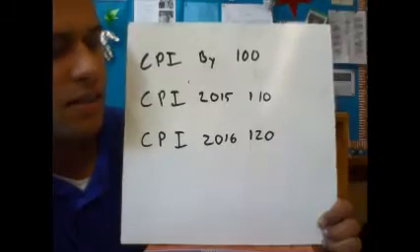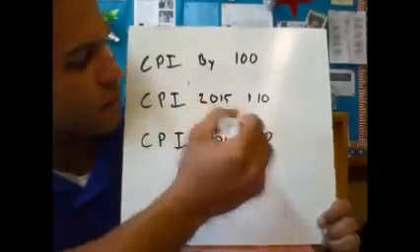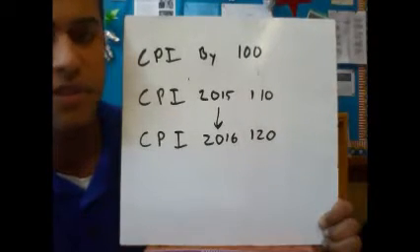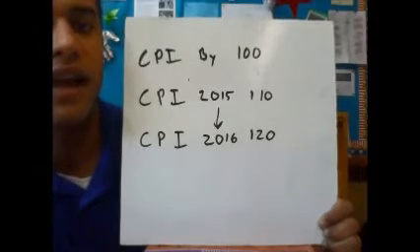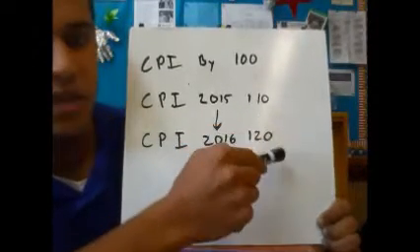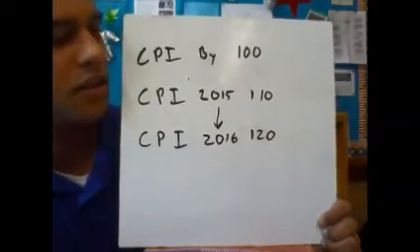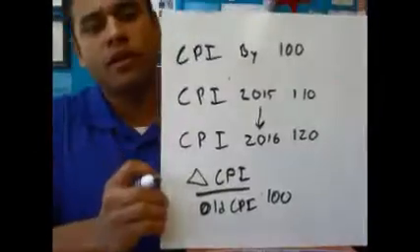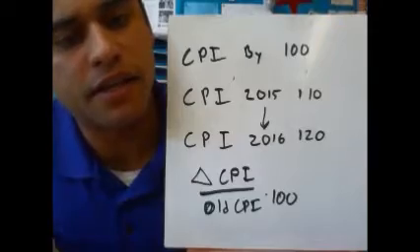But what is the amount of inflation from 2015 to 2016? How much inflation has occurred? It's not 10%. It's something different than that. And that's what we're actually trying to get at. How much was the rate of inflation between any 2 years? That's when you need the equation for inflation. So this is what it looks like. The equation is the change in CPI over the old CPI times 100.